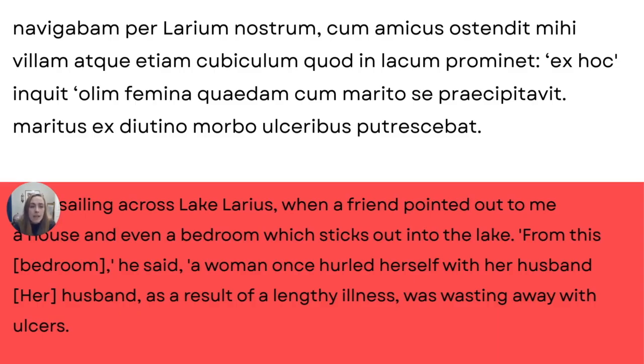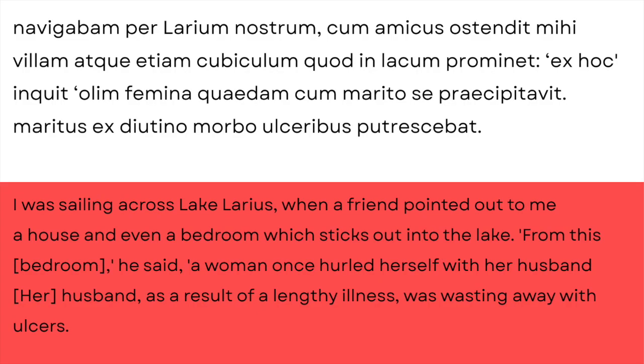So, navigabam per larium nostrum, cum amicus ostendit mihi villam atque etiam cubiculum, quod in lacum prominet. Ex hoc, inquit, olim femina quaedam cum marito se praecipitavit. Maritus ex diutino morbo ulceribus putrescebat. That wasn't for dramatic effect, I just tripped over on the Latin.